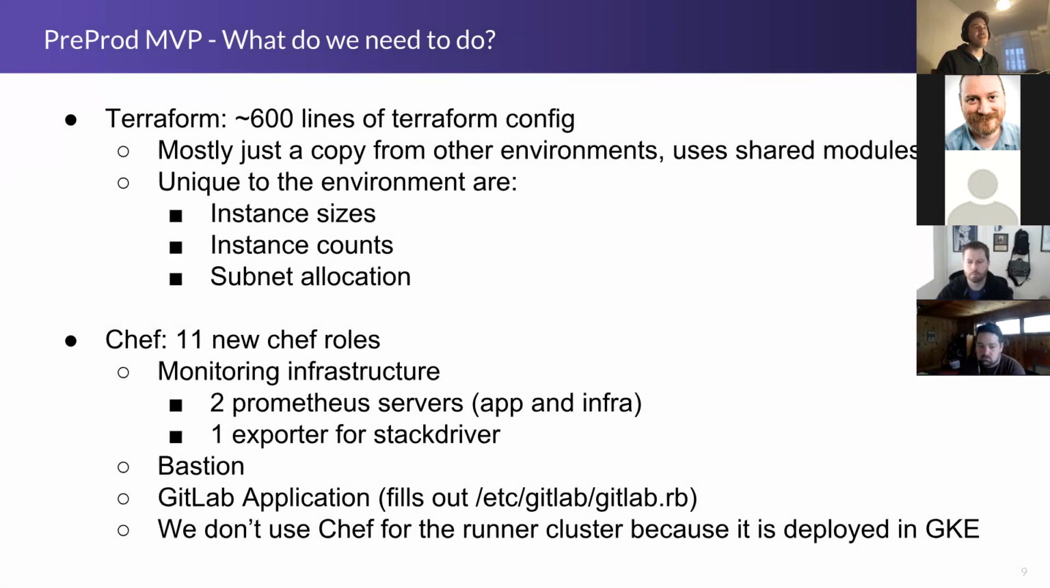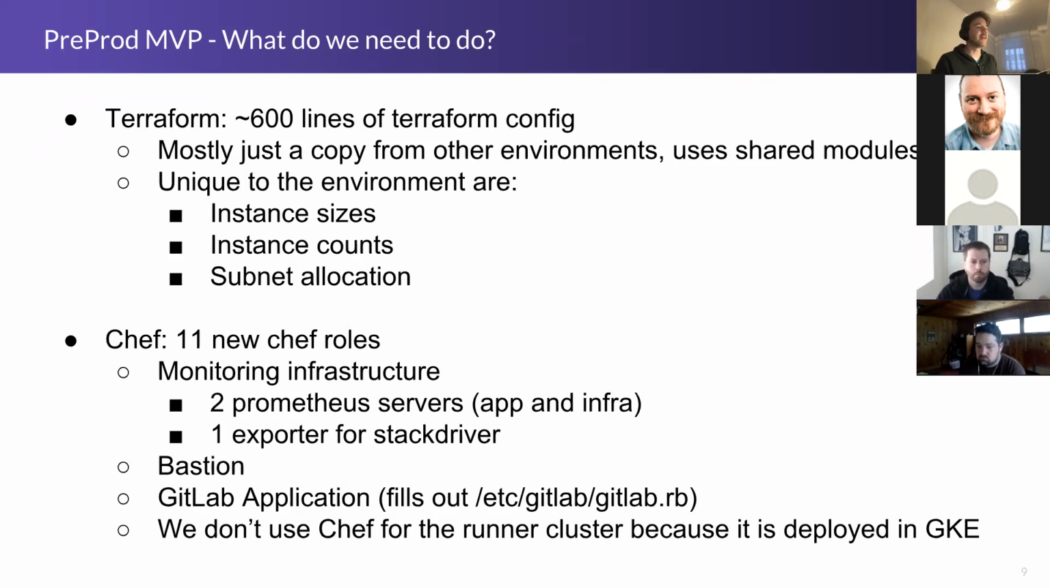There are some things that are unique to the environment, obviously, like instance sizes, counts, subnet allocation, and then which fleets we're deploying to. But more or less, it's just a subset of staging or a subset of production. Another thing is that we have to do some Chef configuration, and this usually involves creating new Chef roles for the OS level configuration that is specific to that environment.